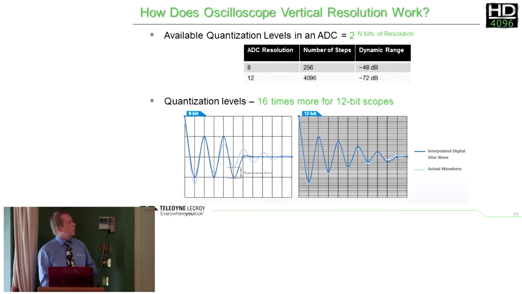You can see at the top the math there. It's the A to D at 2 to the power of the number of bits. So an 8-bit will have 256 discrete levels across the screen, whereas a 12-bit is 2 to the power of 12, 4096. Multiply one into the other and you get the 16 times. So it's straightforward.